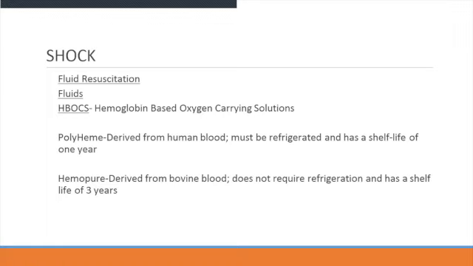All right, so PolyHeme is derived from human blood, must be refrigerated, and has a shelf life of 1 year. The Hemopure is derived from bovine blood, does not require refrigeration, and has a shelf life of 3 years.